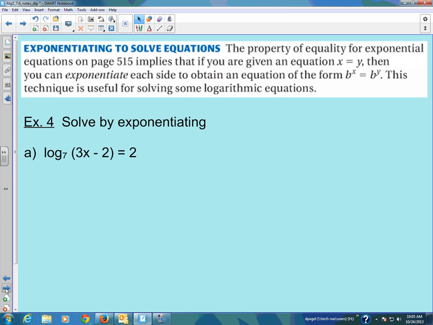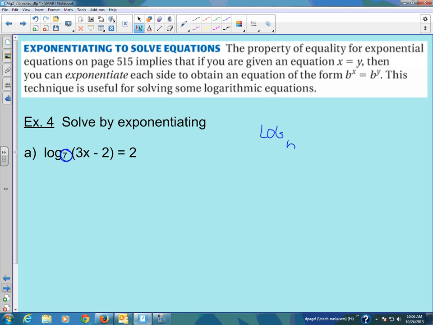And what we're going to have here is a log base 7 of 3x minus 2, and a 2 on this particular example here. So it's called exponentiating. And we pick a base that we want to make these become powers of. And the best choice for the base we should use is the base of the logarithm. And the reason we do this is because we have our inverse properties of logarithms, which tell us the following.